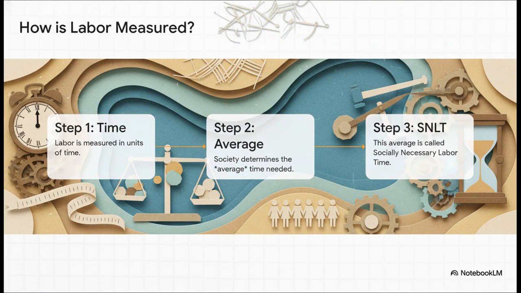Okay, so if value is labor, how on earth do you measure it? Well, it's not about timing just one person. First, you measure labor in time, hours, minutes. But, and this is the key, it's not about any individual's time. It's about the average time society needs to make that thing. And that has a name: socially necessary labor time.